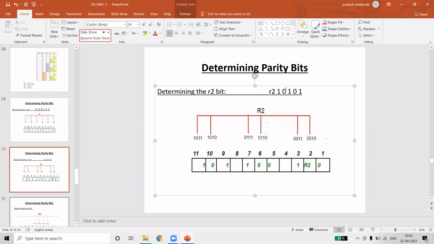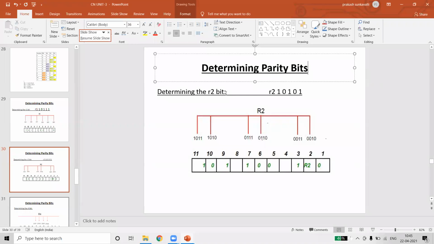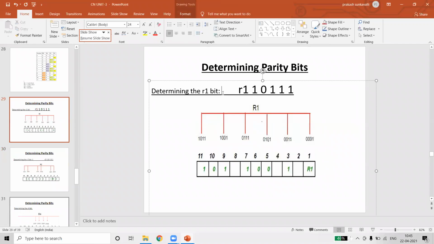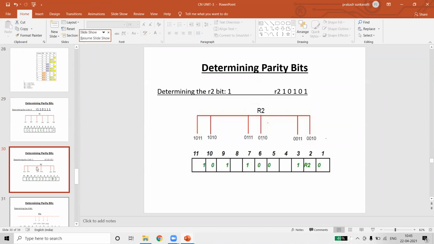So how many ones are there here? 1, 2, 3. 3 ones are there. So with even parity, 3 means odd. With even parity and an odd number of ones, the parity bit is 1. So the R2 bit is 1. R1 bit is 0, R2 bit is 1.